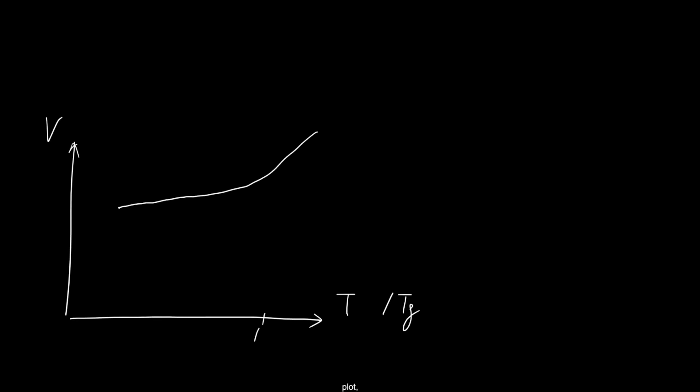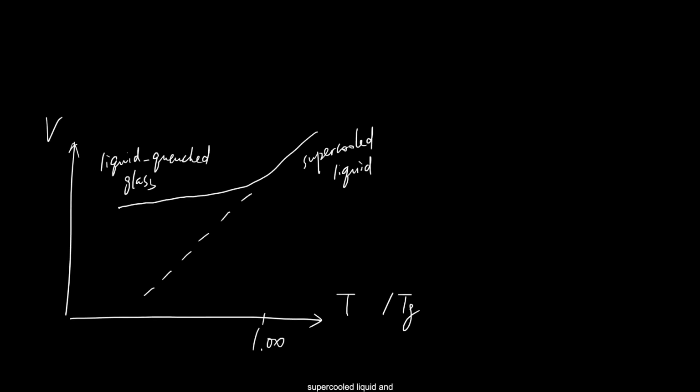Welcome back. Now that we've learned what stable glasses are, and that glasses can be made of small organic molecules, it would be natural to wonder what affects the stability of vapor-deposited molecular glasses. Once more, we will refer to the volume versus temperature plot, and this is where our supercooled liquid and liquid quenched glass lies, along with the glass transition temperature, Tg.